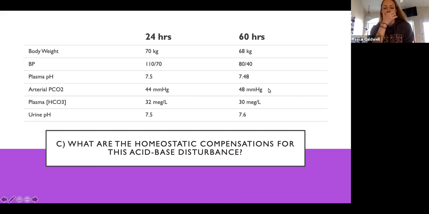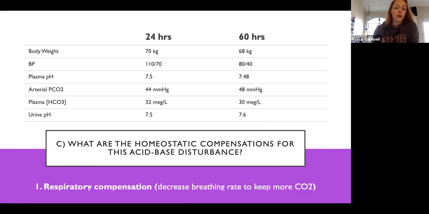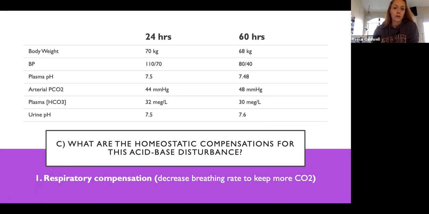All right, C is what are the homeostatic compensations for this acid-base disturbance. And this is what I was talking about earlier. With acid-base disturbances, there are two compensations. First, we have respiratory compensation.